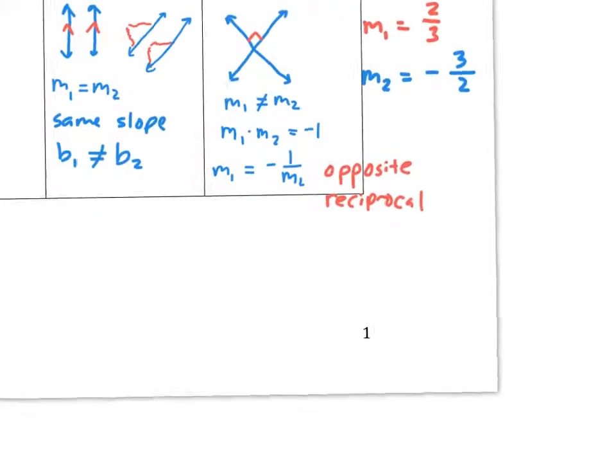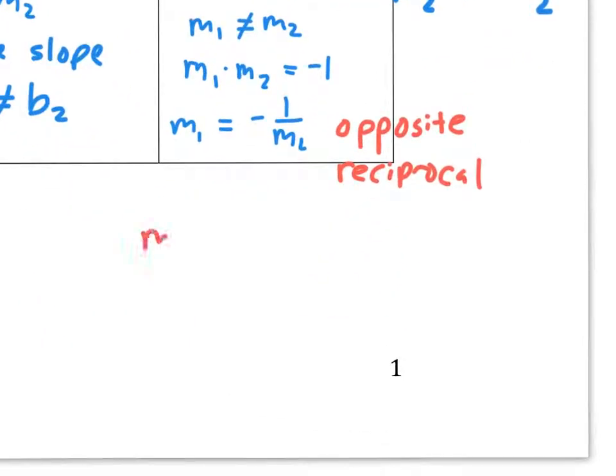Let's just do one more. What if I'm given the slope is equal to -2? What's the opposite reciprocal of that?